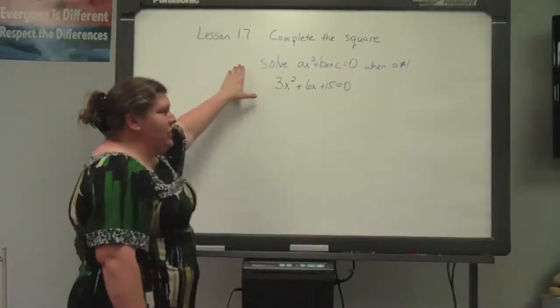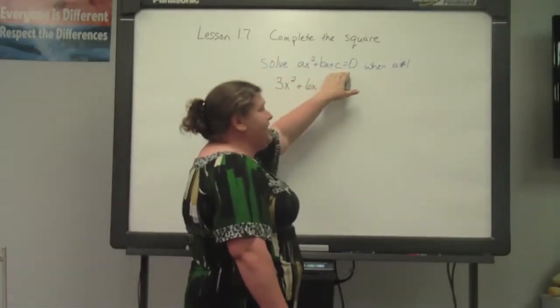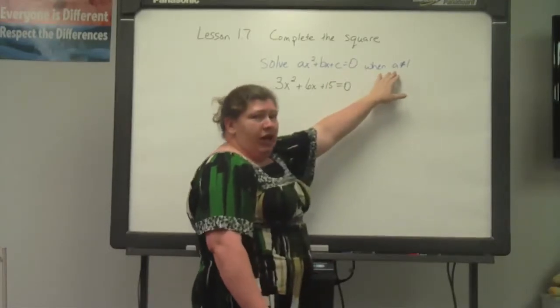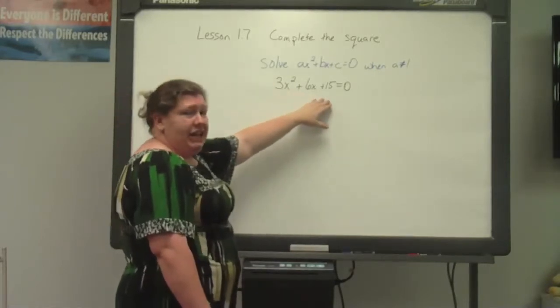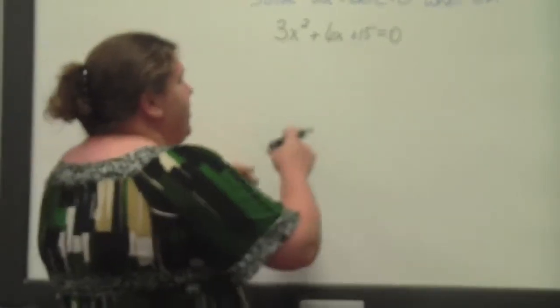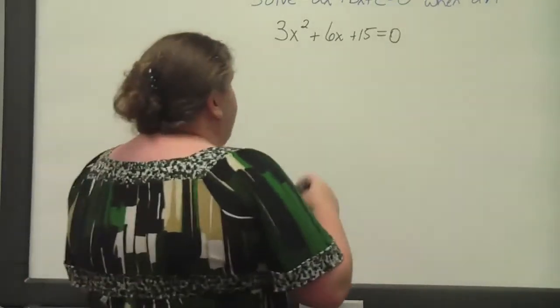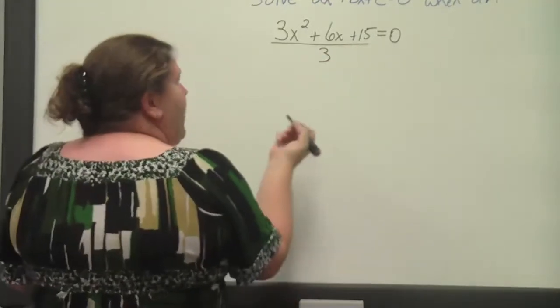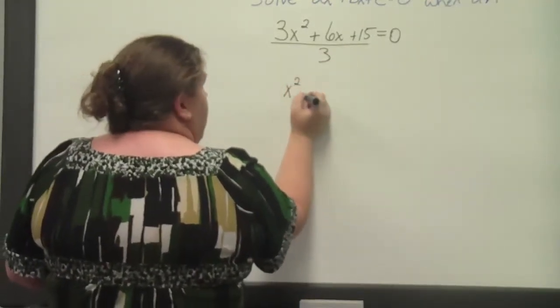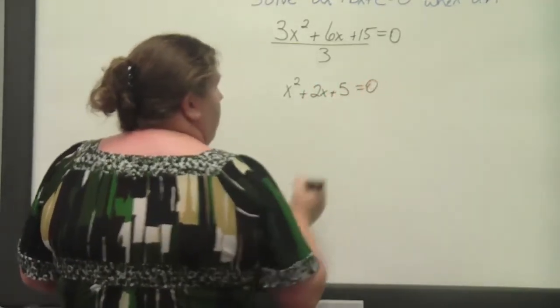The next concept we want to look at is, again, ax squared plus bx plus c equals 0, but this time when our a doesn't equal 1. So I chose 3x squared plus 6x plus 15 equals 0. The first thing you want to try to do is divide out anything that all three numbers have in common. And that happens to be 3. So I'm going to go ahead and divide that out. What that leaves is x squared plus 2x plus 5 equals 0.